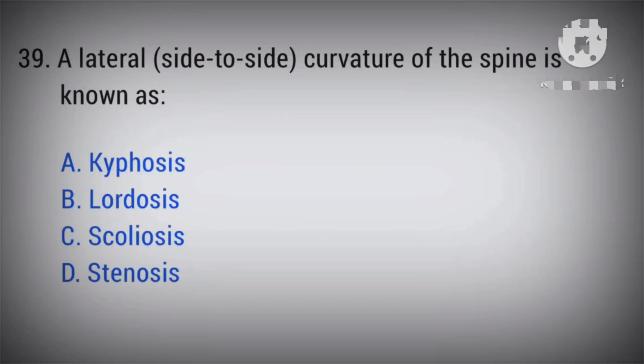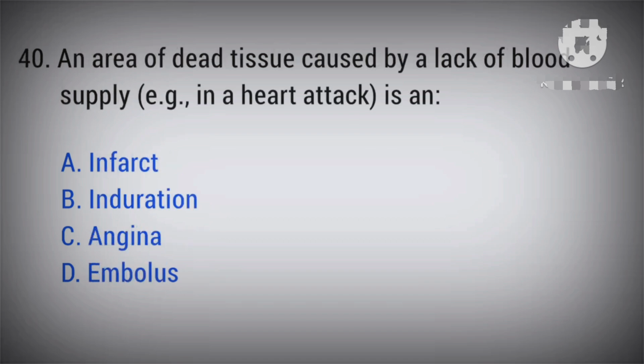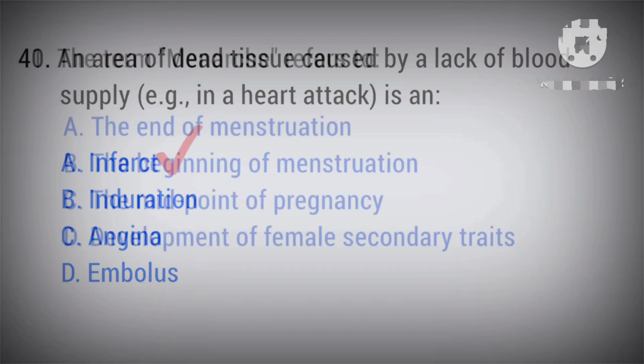Question 39. A lateral, side-to-side curvature of the spine is known as. The right answer is option C, scoliosis. Question 40. An area of dead tissue caused by a lack of blood supply is an. The right answer is option A, infarct.